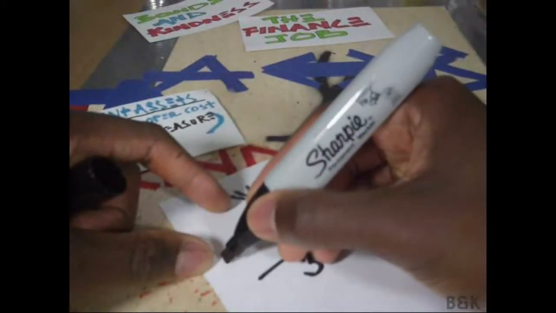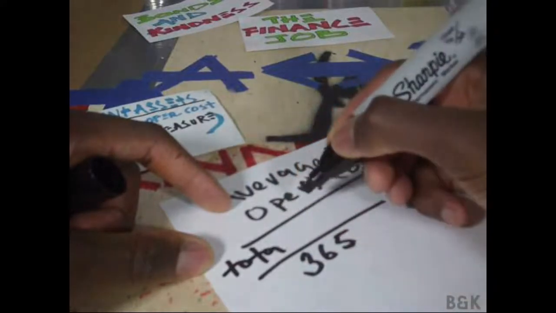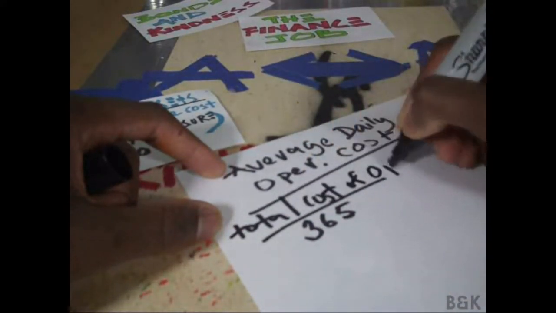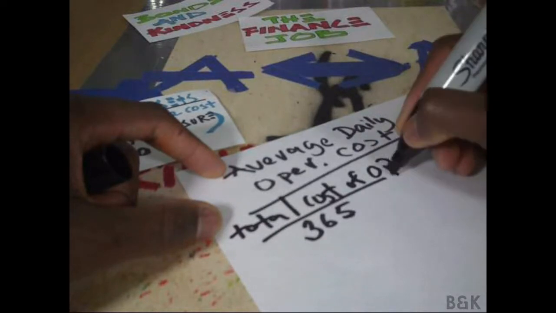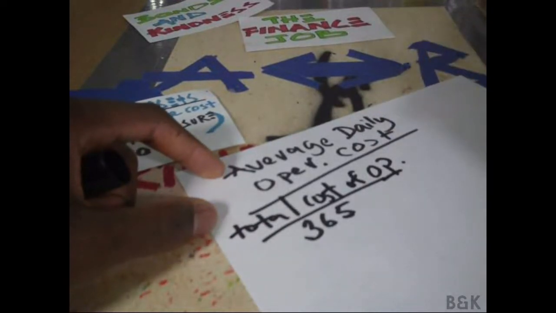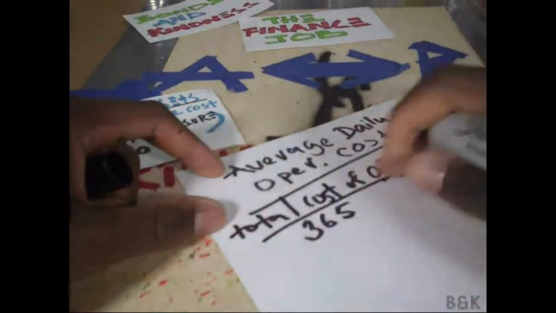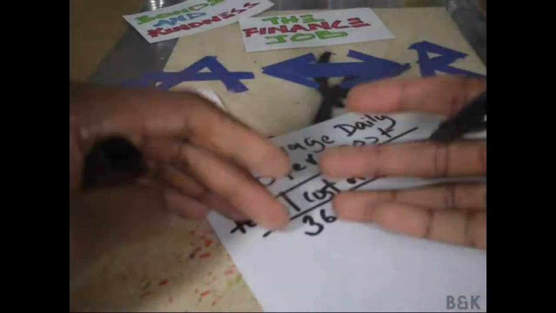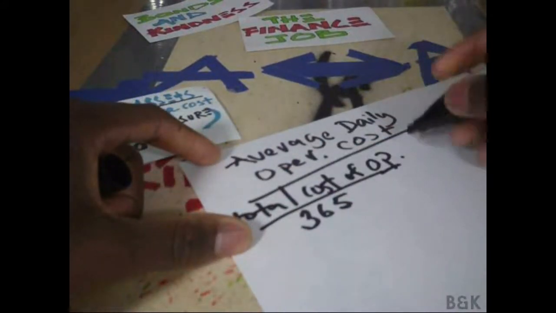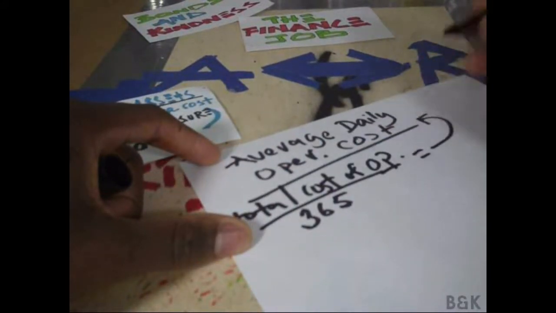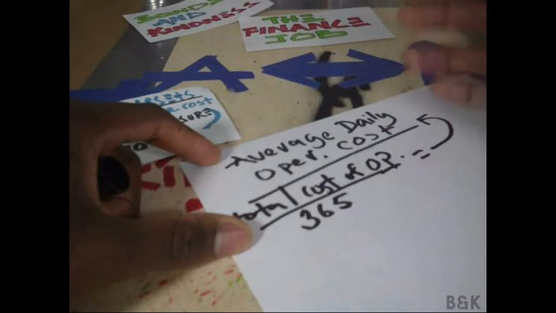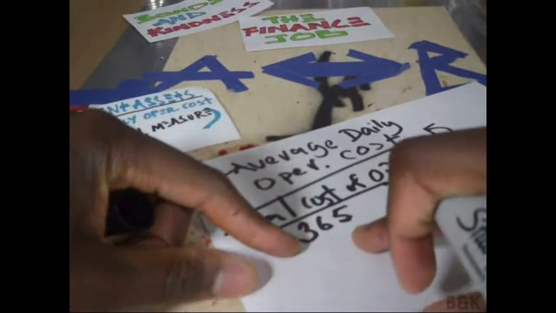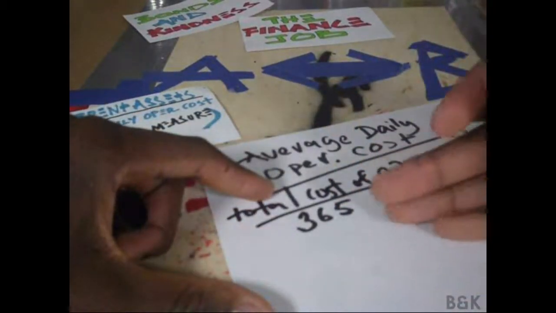So let's take a look. So it'd be total cost of operating. That's it. Let's just put op there because I want to end right there. So you would take that. How much is it total we had to pay out to run the show divided by 365? And that would give you, whatever the answer is, your average daily operating cost. How much are you spending per day? So we take the total for the whole year, we divide it by the number of days in the year, and we find out how much we're spending every single day.